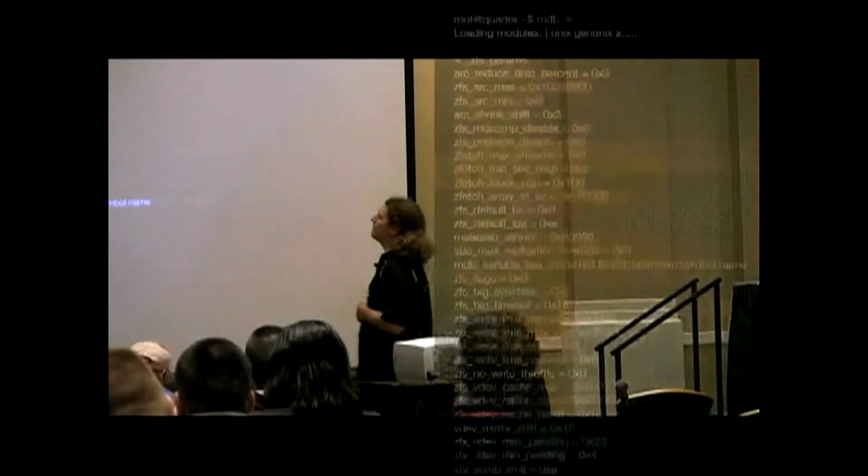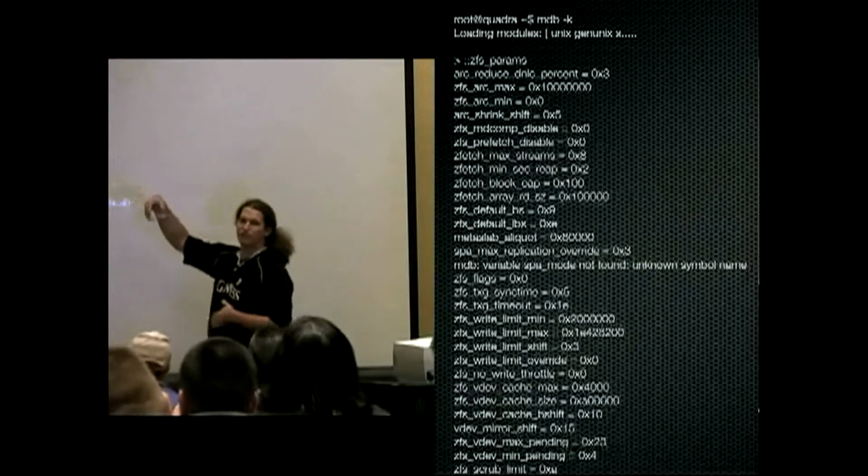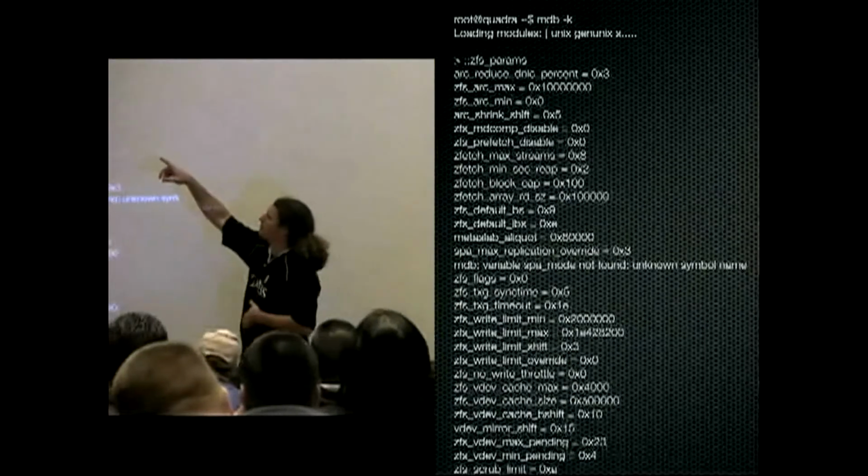Here's a look at MDB. mdb -k will let you look at the running kernel and running the ZFS params.